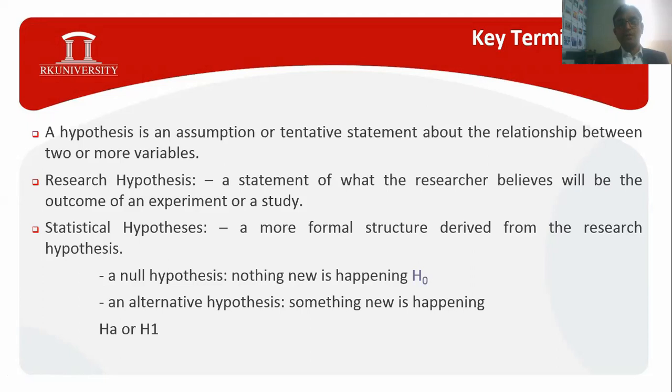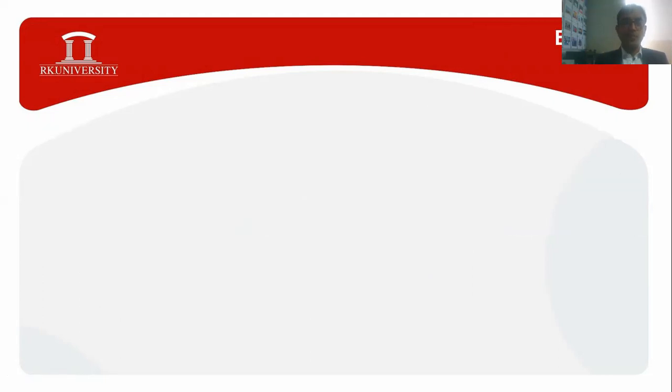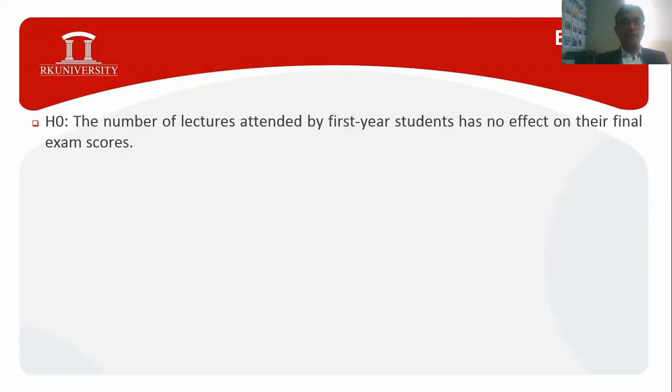So now let us see some examples of null and alternate hypotheses to get more clarity. For example, if I believe that there is no relationship between attendance and the marks scored in the exam, and I want to prove that there is a relation between the number of lectures a student attends and the marks he scores in the exam. It might not be 100% relevant for all years, but I'm sure that for first year students, there is a significant impact of the number of lectures he or she has attended on the final exam scores which he or she secures.